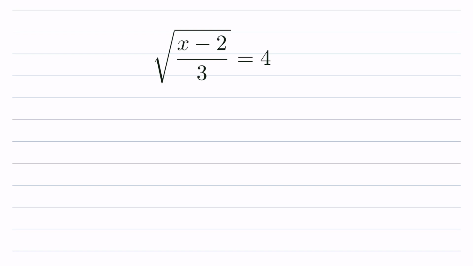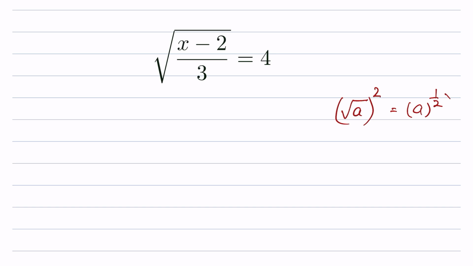The equation is the square root of (x minus 2) upon 3 equals 4. How do you solve this? Square root means the expression is raised to the power of 1 upon 2. So when we want to remove the square root, we square it.